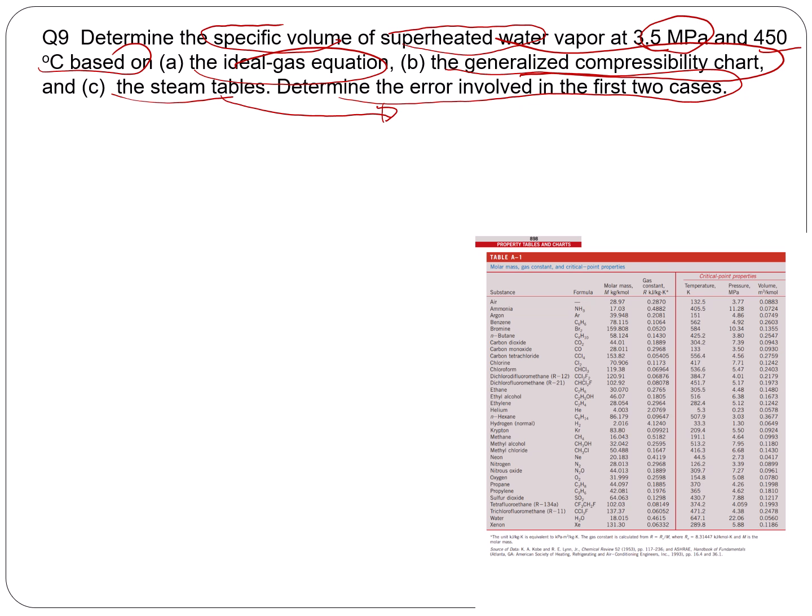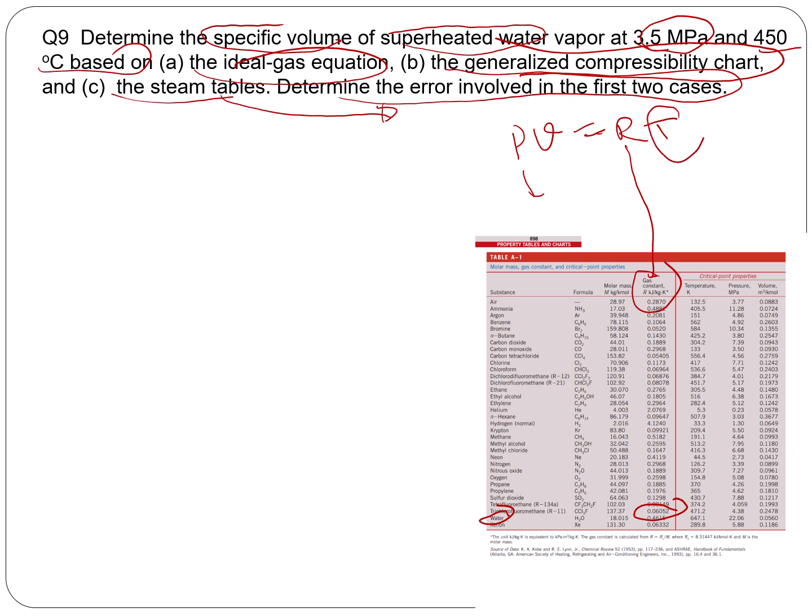So I think it should be easy for the ideal gas equation because PV is RT, right? And it says superheated water, so you have water here. This is table A1, where you can find the value of the gas constant. Pressure is given, which is 3.5 megapascal. Convert to Pascal, so it would be 3.5 multiplied by 10 to the power 6.